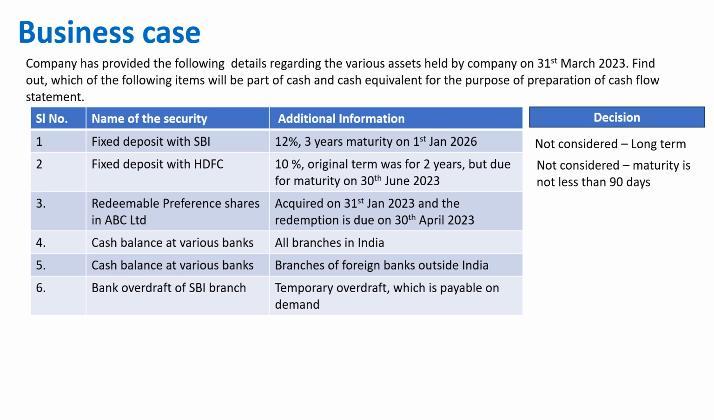In case of redeemable preference shares, this will be included because it is acquired on 31st January and from that date within 90 days it is redeemable. As it is redeemed or will be redeemed by 30th April, which is 90 days, it will be treated as cash equivalent. Coming to cash balances, whether it is in India or outside India, it will be included. And bank overdraft, if it is payable on demand, then the same will be included as part of cash equivalent.